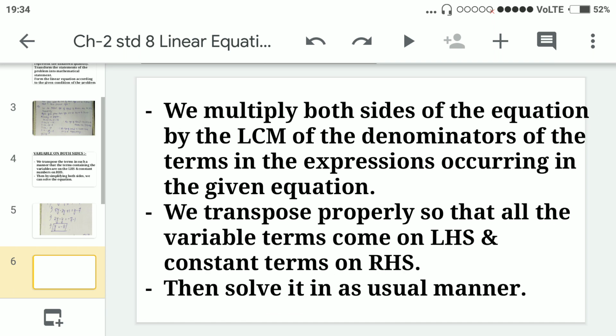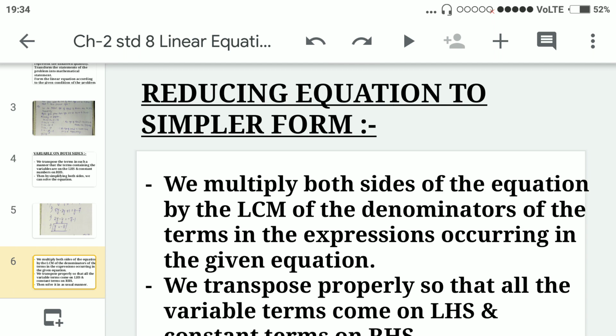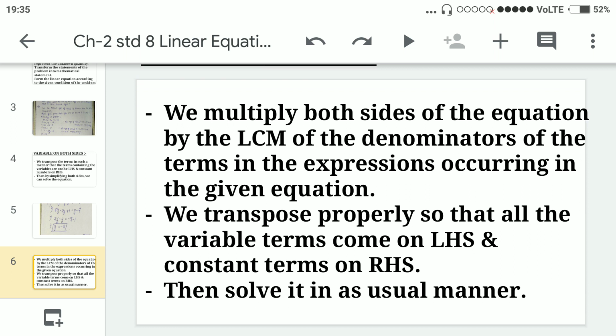Okay. Next, move to another part, that is reducing an equation to a simpler form. Simpler form means what? It may be in a complicated form. First of all, you have to convert it into the simplest form, then you can solve it. So we multiply both sides of the equation by the LCM of the denominators of the terms occurring in the given equation. That means if any equation is present in the form of fractions, in that case first simplify it, then take the LCM of the denominators and multiply both sides, then it will be easy.